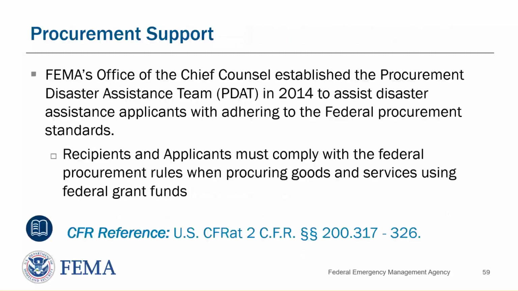So, I know this particular 5-slide section is not going to make you a procurement expert. FEMA's Office of Chief Counsel has established the PDAT, the Procurement Disaster Assistance Team, to assist with some of these issues and questions. So recipients and applicants must comply with federal procurement rules when procuring goods and services using federal grant funds. So the CFR reference for that is right there up on the slide for all of your procurement purposes. It's 2 CFR 200.317 through section 200.326.